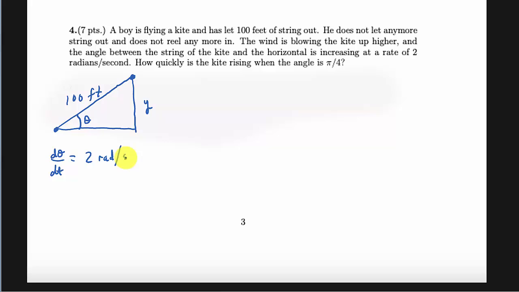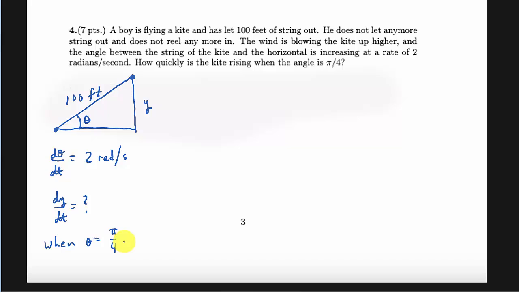And we want to know how quickly the kite is rising. So that's how fast this is rising. So we want to know dy dt. That's what we're looking for. And we want to know that when what? When theta is equal to pi over 4.